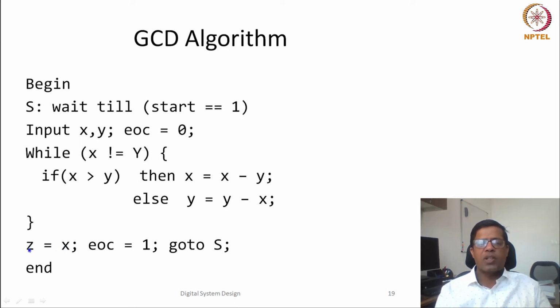At that time we can assign z equal to x, or we can assign z equal to y. Because x and y are both the same, it doesn't matter. At that time we can also say that end of computation is 1, and then we can go and wait onto s again. So after writing the algorithm, what shall we do?